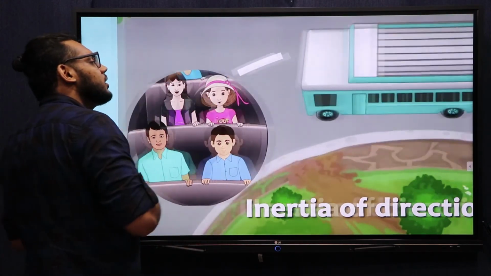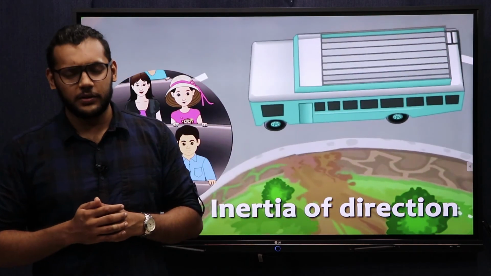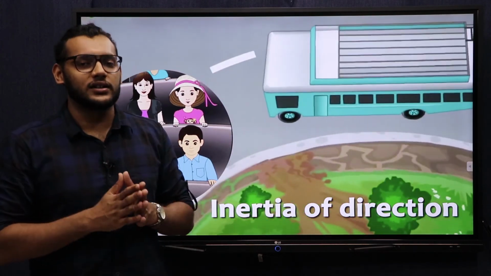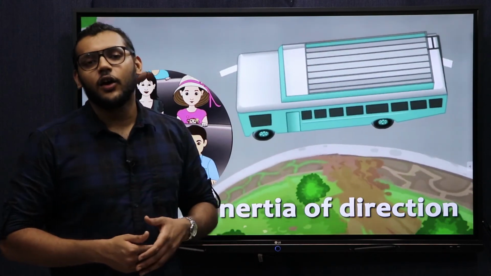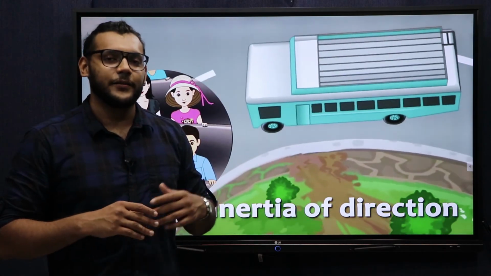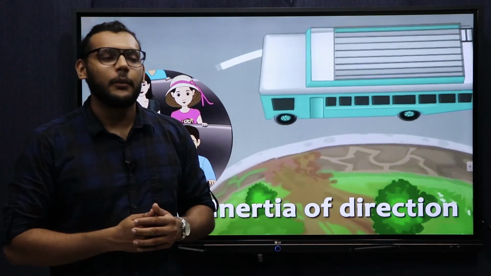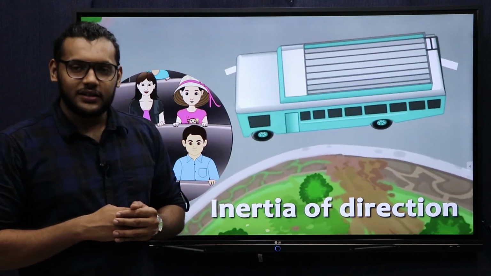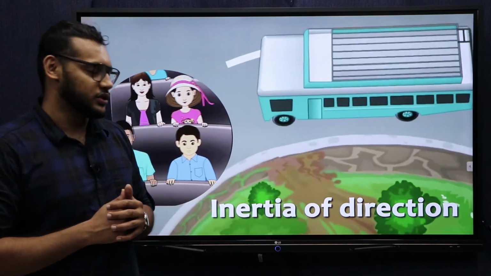Let's talk about the inertia of direction. Now this is a bit more confusing for most people and it's not as easy to understand. We've looked at Newton's law. It says objects like to remain at rest or uniform motion, and the inertia of rest and inertia of motion explain those two things very easily. But this part, that is, objects like to remain in a straight line, seems a bit confusing for most of you.